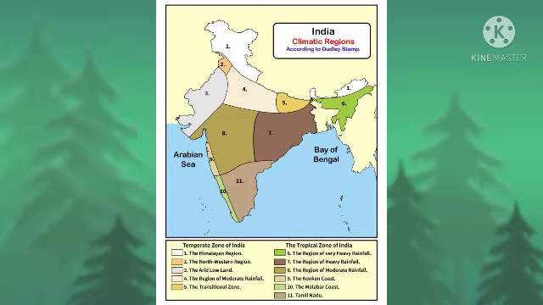Then the mean temperature of the warmest and coldest month is grouped into hot when it is over 30 degrees centigrade, warm when it is 20 to 30 degrees centigrade, temperate when 10 to 20 degrees centigrade, and cool when it is less than 10 degrees centigrade.